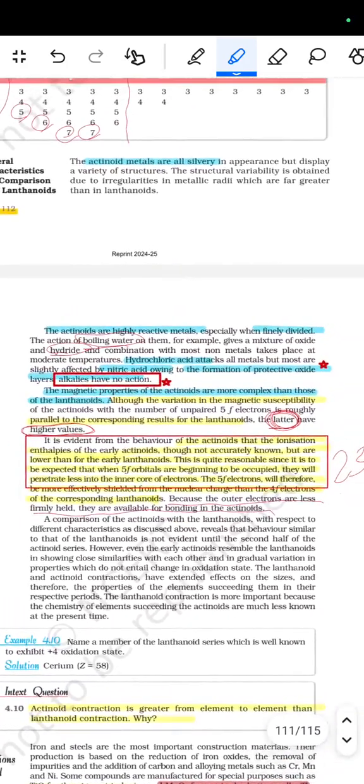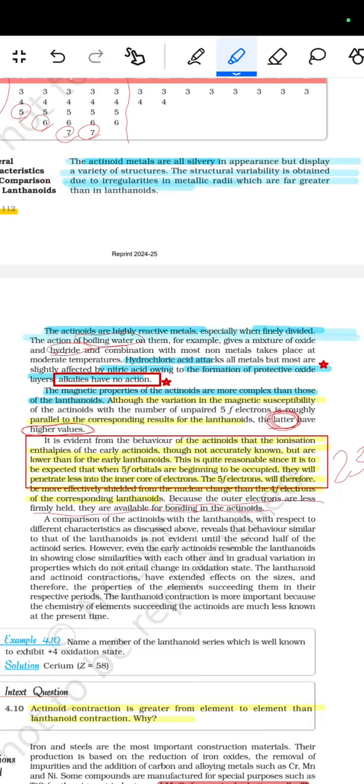The actinoid metals are all silvery in appearance but display a variety of structures. The structural variety is obtained due to the irregularity in the metallic radii, which are far greater than in the lanthanoids. The actinoids are highly reactive metals, especially when finely divided.